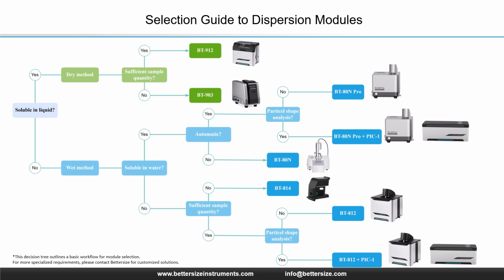If the sample is stable in liquid, follow the lower path. Here, the decision splits by chemistry, water versus solvents, and automation needs. Crucially, note the final branch. For any wet application requiring shape analysis, the Peak 1 module integrates seamlessly. This chart ensures the system adapts to your sample, not the other way around.